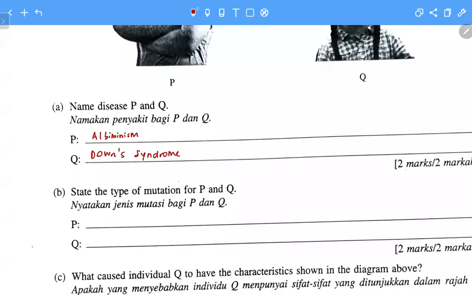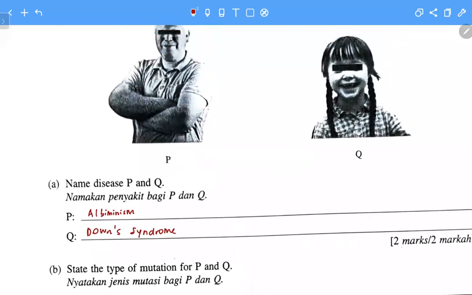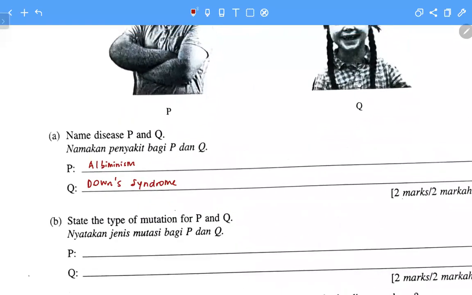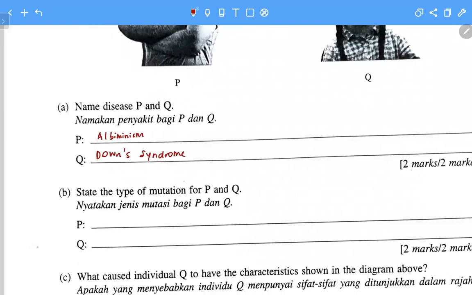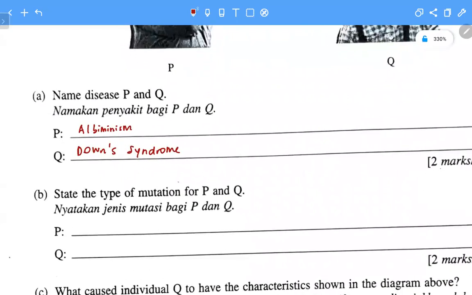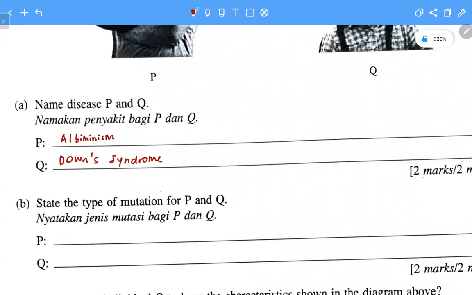Right, state the type of mutation for P and Q. P is a gene mutation because it is caused by the gene that is not producing melanin. Okay, so P is a gene mutation, but Q is called a chromosomal mutation.